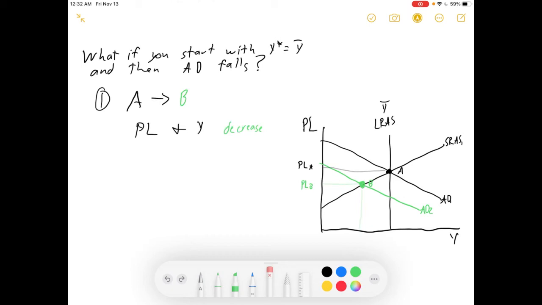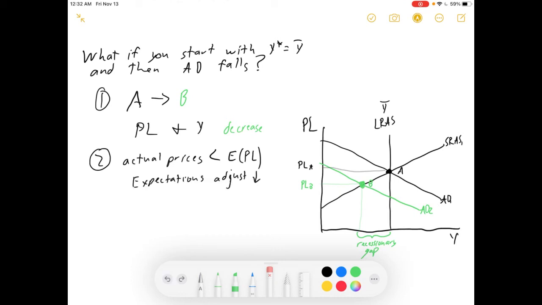And at point B, we can say that the price level and GDP have decreased and that we are in a recessionary gap. And so from there, our actual prices are less than what we expected. And so as prices get less sticky, as they are allowed to adjust, we're going to adjust our expectations downward. Prices are going to fall, or input prices are going to fall, which will increase the short run aggregate supply curve. And so it's going to move to the right, eventually reaching point C.